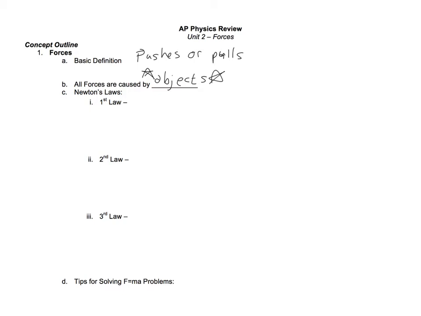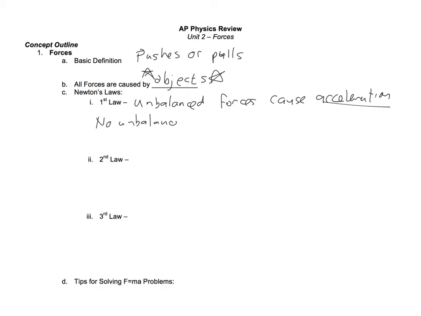Moving on to Newton's laws, the first one is that unbalanced forces cause acceleration, and that is key. Forces don't cause motion or velocity, they cause acceleration. If we have no unbalanced forces, right, there's two possibilities. It either means that we are traveling at a constant velocity or we are at rest. Either one of those is acceptable. We're just not accelerating. We're just not changing our motion. But if we're already in motion, there's no unbalanced forces, we're going to continue in motion.